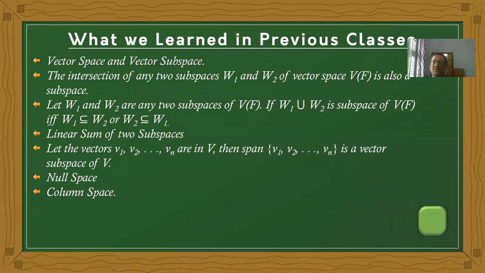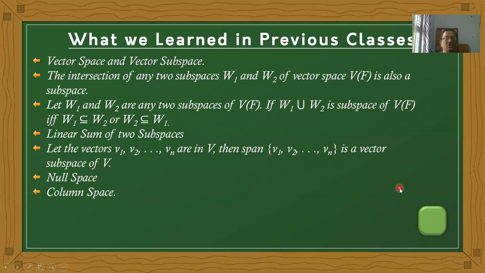In the previous 11 classes, we completed the following important points. Let's check what points we covered in the last classes. The first one is the basic concept, that is vector space and vector subspace. We discussed the two definitions, and similarly the linear sum of two subspaces also.